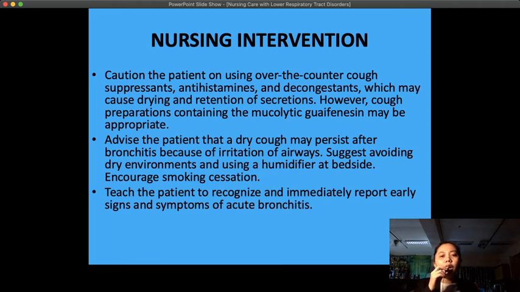Okay, so nursing interventions: caution the patient on using over-the-counter cough suppressants, antihistamines, and decongestants, which may cause drying and retention of secretions.